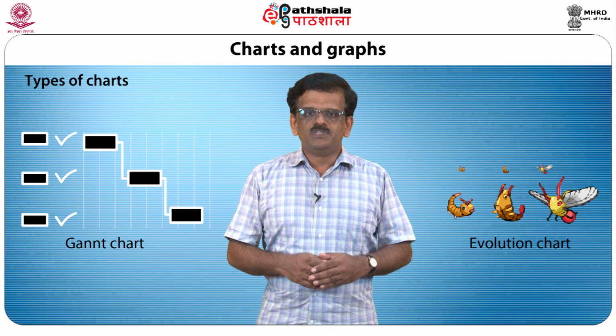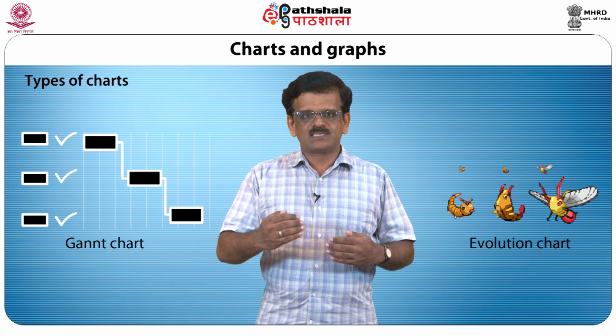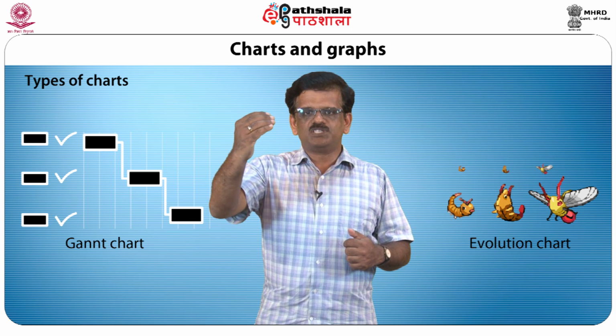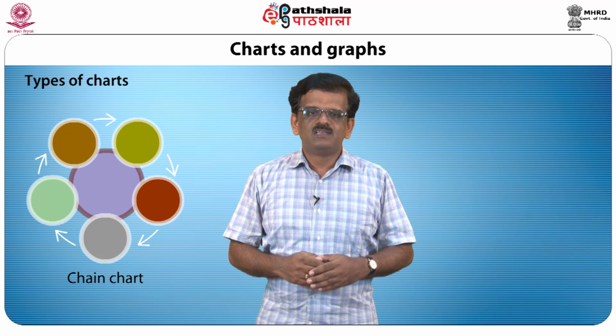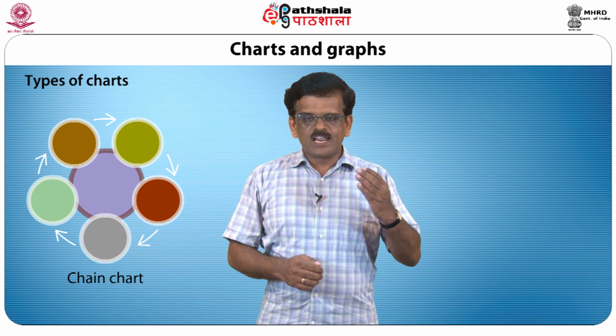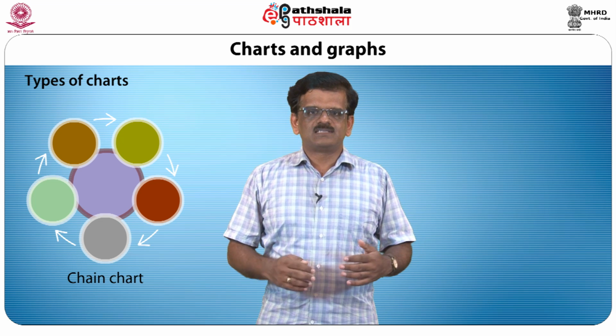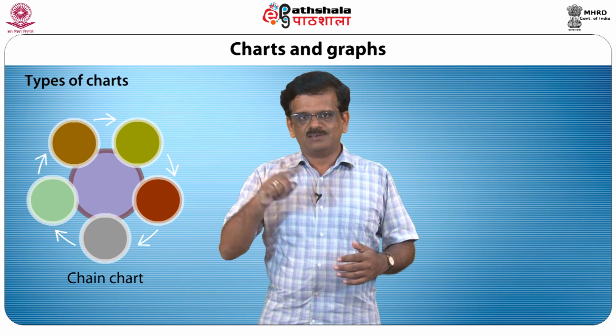Evolution chart, which shows an arrangement of facts and ideas to express the change from one part to another, that is, past to present. Chain chart shows an arrangement of facts and ideas which is expressed in a cycle.